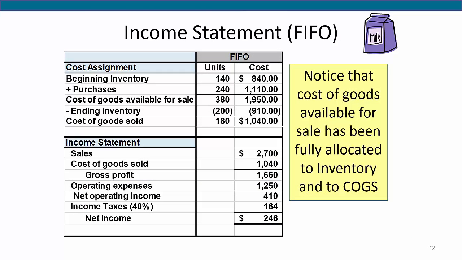After cost of goods sold is subtracted or deducted from sales, the company has gross profit of $1,660. Subtracting operating expenses of $1,250 and income taxes computed at 40% of $164 leaves the company with net income of $246. We'll see this is actually lower than LIFO net income because inventory costs are declining. Please pause to review the facts given in this exercise at this time if you need to do so.